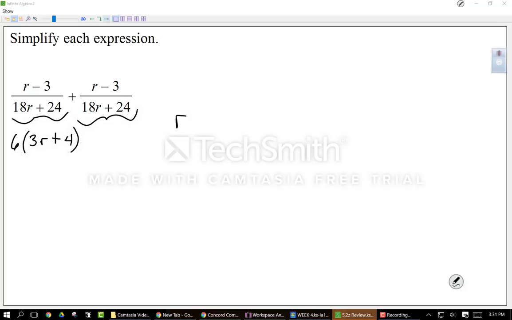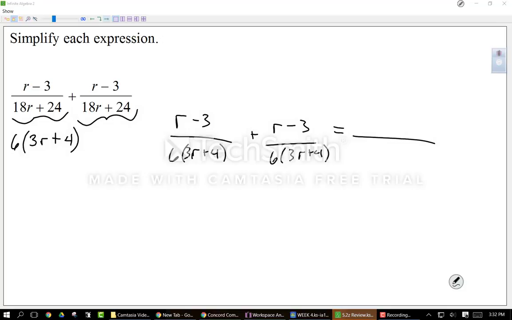So I get r minus 3 over 6 times 3r plus 4 plus r minus 3 over 6 times 3r plus 4. So now let's add. My denominator is going to be 6 times 3r plus 4. My numerator, r plus r is 2r. Negative 3 plus negative 3 is negative 6. This can be factored to 2 times r minus 3 over 6 times 3r plus 4.